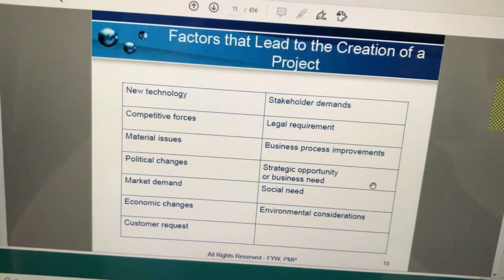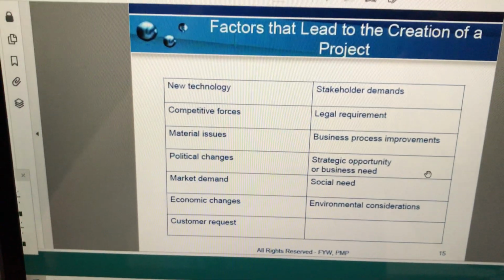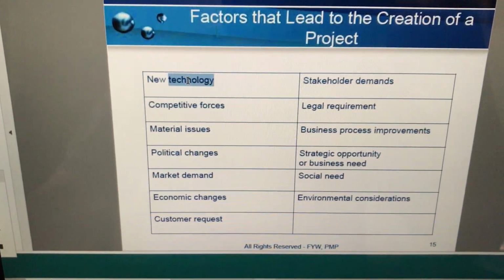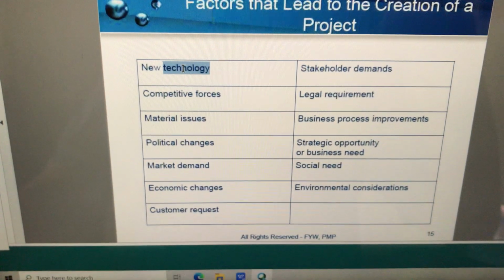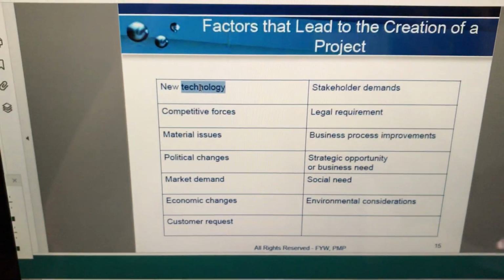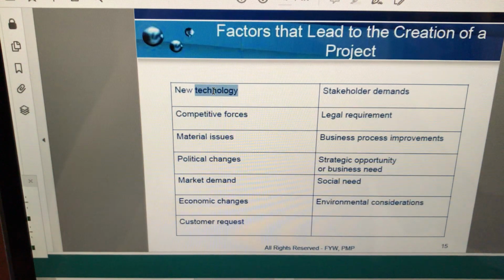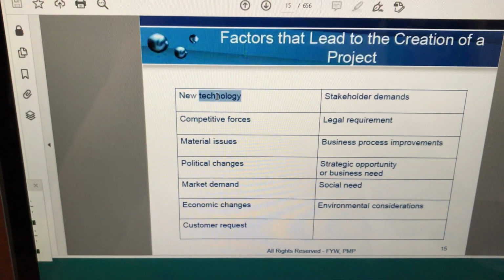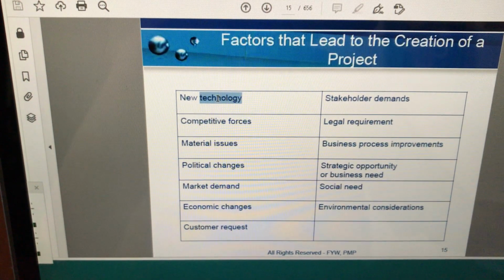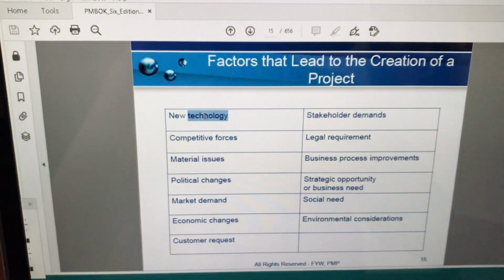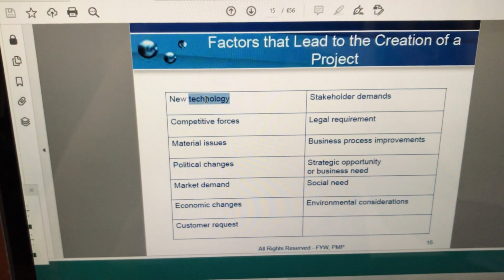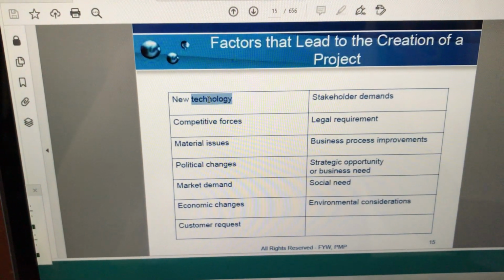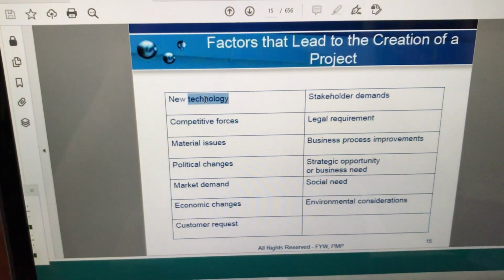Why do we have projects? Factors that lead to the creation of a project. Why do we have a project? Maybe there is a new technology. When there was no artificial intelligence, the restaurants were served by waiters, correct? There will be waiters who will take orders from you. Hey, what do you want? Mee goreng or pizza or whatever. Now what is happening? They're already experimenting. Robots, isn't it? Robots have started taking over some of the restaurants.